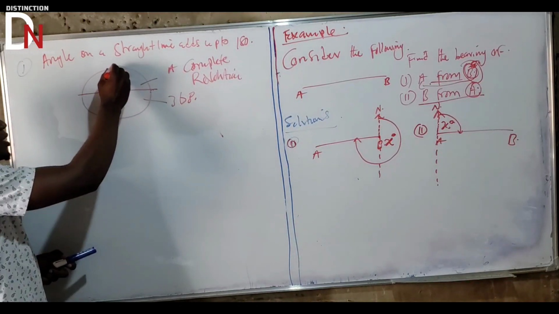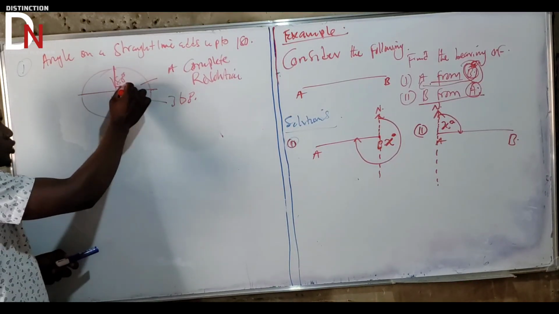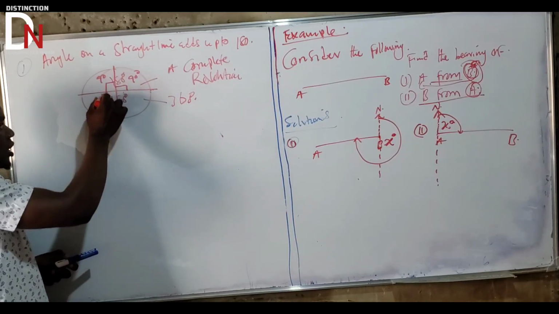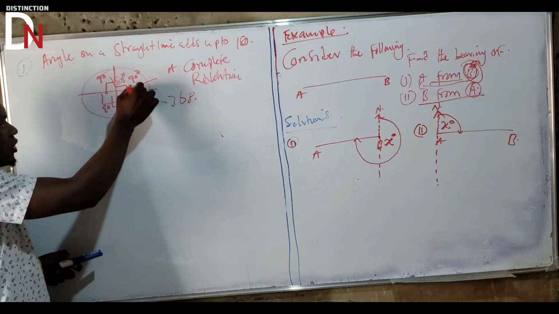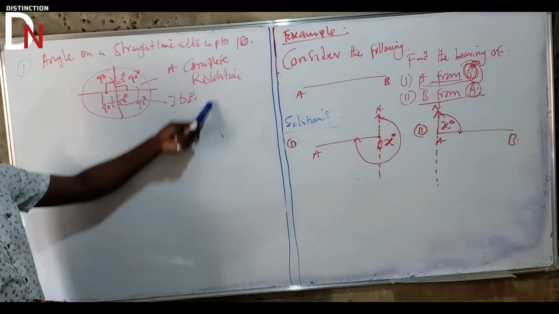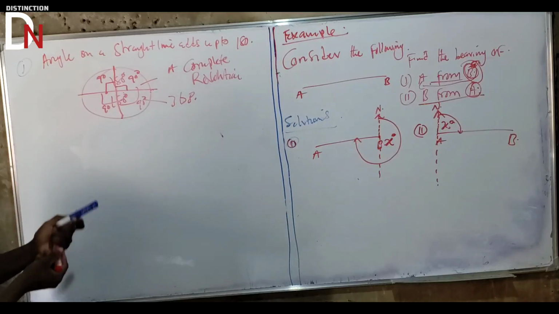Again, if I were to cut this, this will be 90, this will also be 90, the other one 90, and that other one 90. If we add, you're supposed to get 360. It's very important. You're supposed to know that.